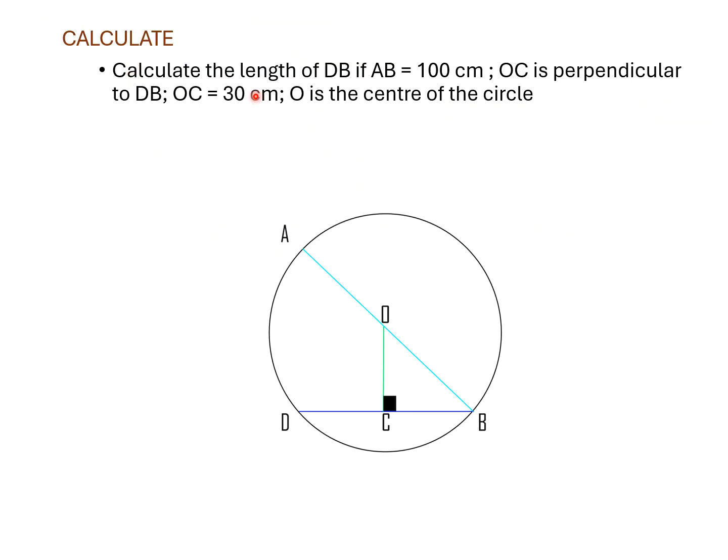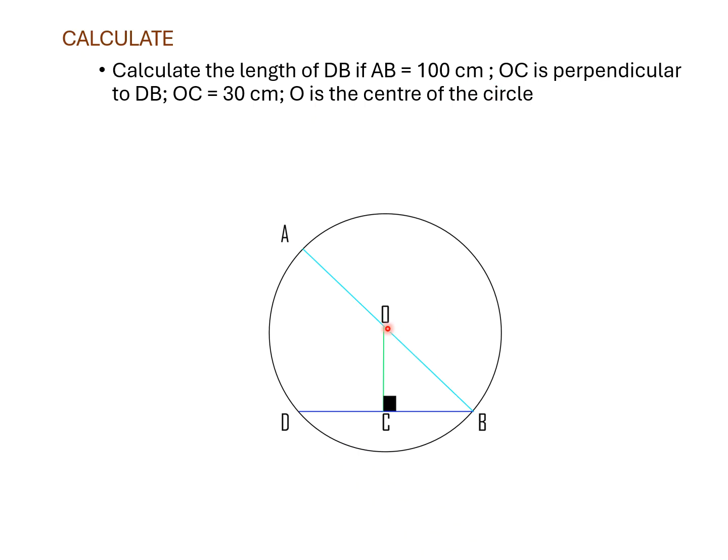Calculate the length of DB. So there they've given me a circle. They want the length from D to B if AB, so from A to B, is 100 centimeters. OC is perpendicular to DB, so where OC meets DB, there's a 90-degree angle. Then they say OC is 30 centimeters, from O to C is 30. And O is the center of the circle.